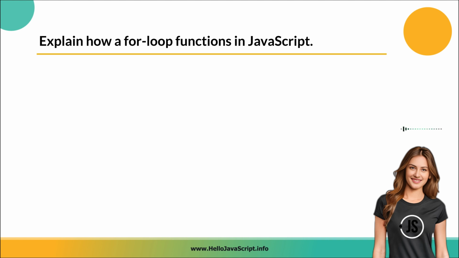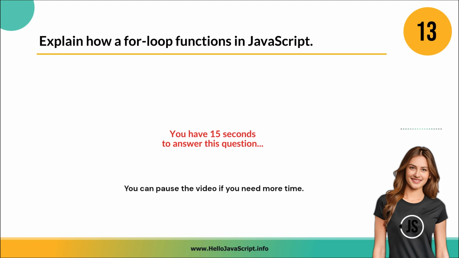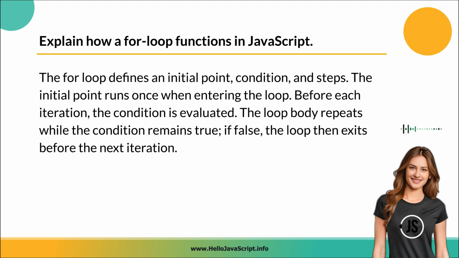Now, for the next question. Explain how a for loop functions in JavaScript. Here is the correct answer to this question. The for loop defines an initial point, condition, and steps. The initial point runs once when entering the loop. Before each iteration, the condition is evaluated. The loop body repeats while the condition remains true. If false, the loop then exits before the next iteration.